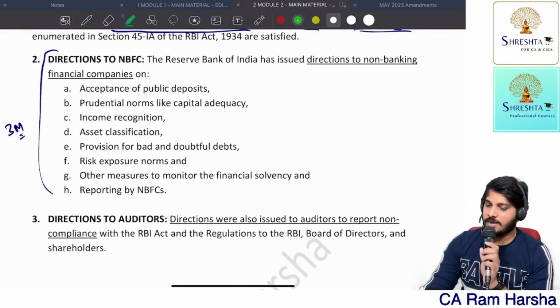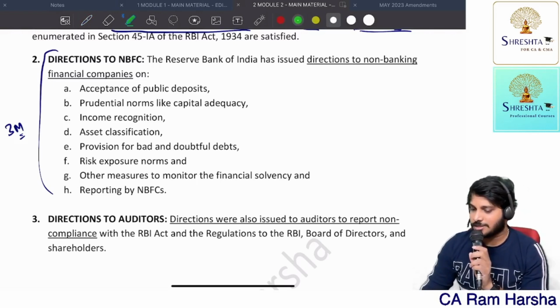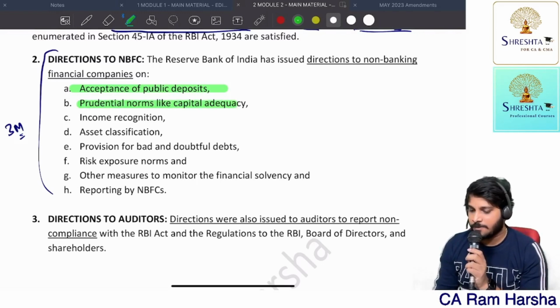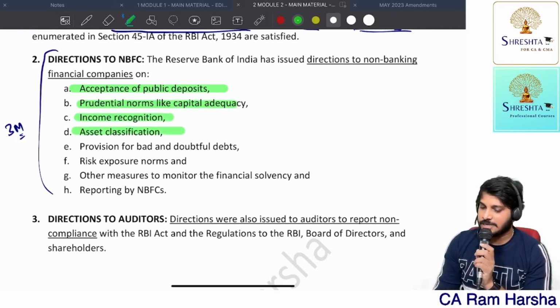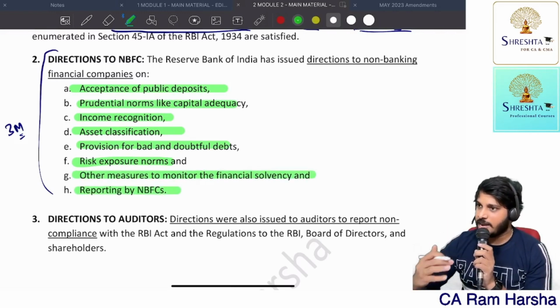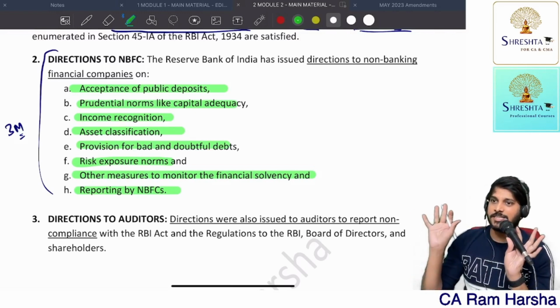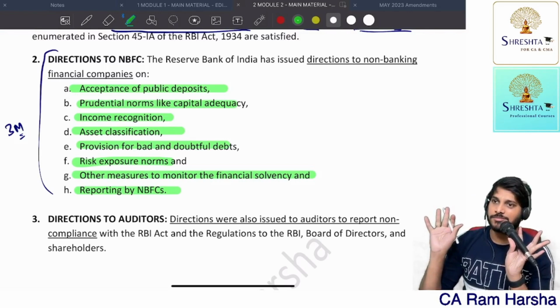So RBI has given directions on various things for NBFCs. One is while accepting public deposits, they have given directions. Prudential norms regarding capital adequacy they have given. Income recognition directions, asset classification, provisioning directions, risk exposure norms, other measures, and reporting. What NBFCs have to report? What auditors have to report of the NBFC? So many directions were given by RBI in so many contexts. Able to understand?